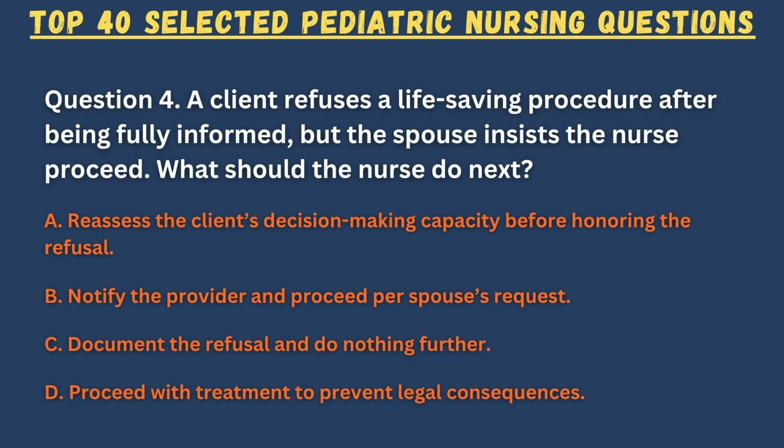Question 4. A client refuses a life-saving procedure after being fully informed, but the spouse insists the nurse proceed. What should the nurse do next? A. Reassess the client's decision-making capacity before honoring the refusal. B. Notify the provider and proceed per spouse's request.